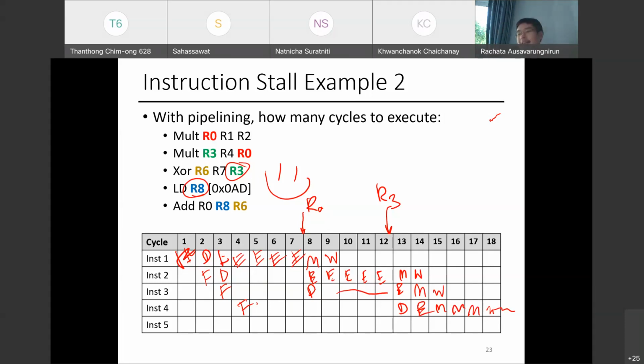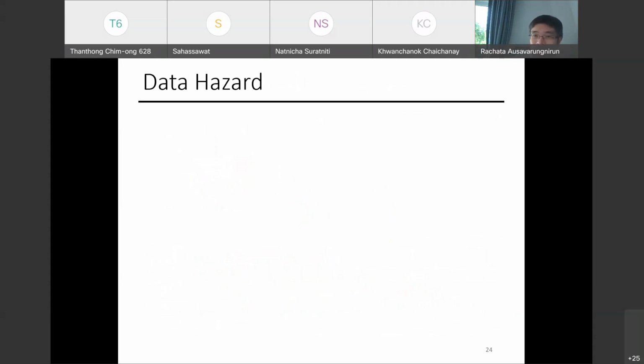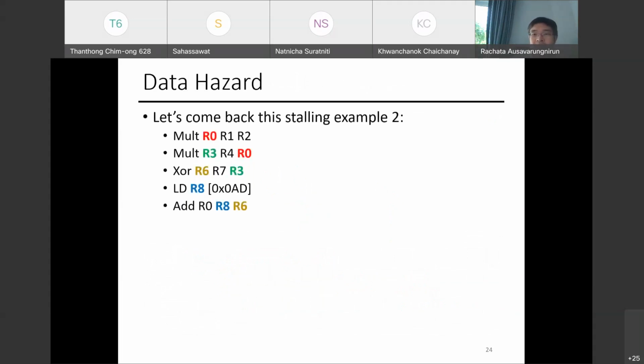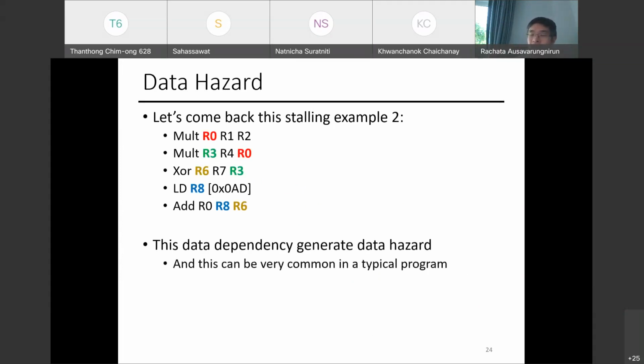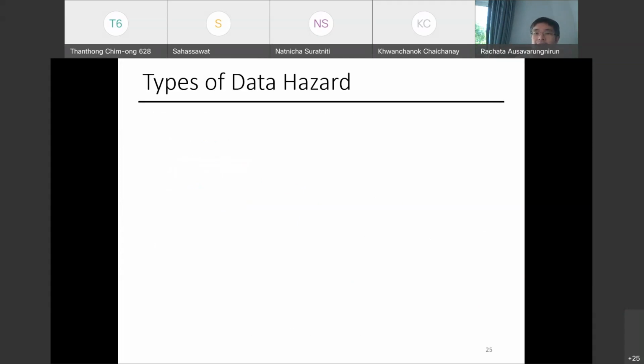So let me classify different types of data hazard. The dependency here generates a data hazard and is really, really common in every single program, and there are ways you can address it. There are multiple types of data hazard. The one that you've seen is true dependency, or read after write. What does it mean? I need that data after I'm producing it. I'm producing the data and then I need to read it.